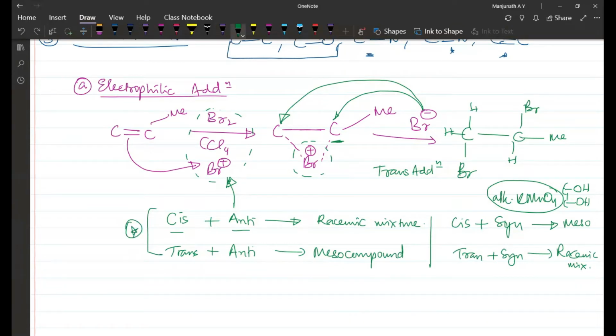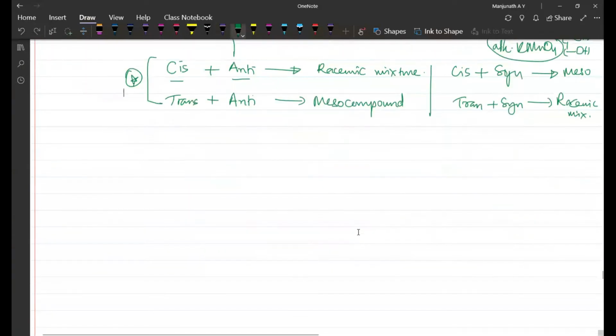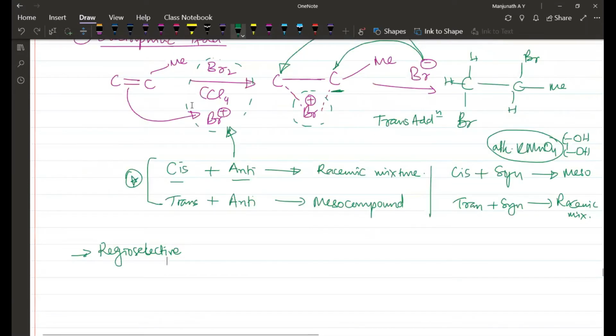Okay, then coming to other features of this electrophilic addition, these reactions are regioselective. Regioselective means the reagent, the electrophile, is attaching to a particular carbon. You can see here, the nucleophile attacks the most substituted carbon. That means the electrophile should attack the adjacent carbon. So in this way, they are regioselective.